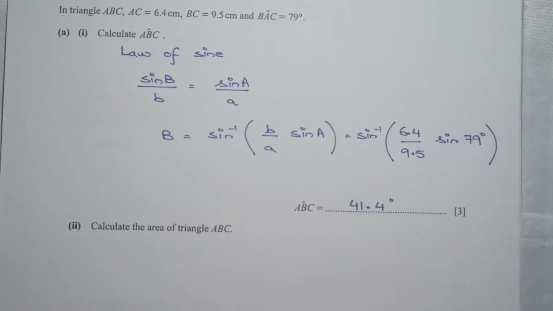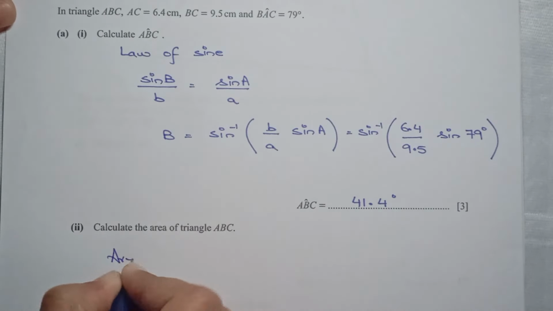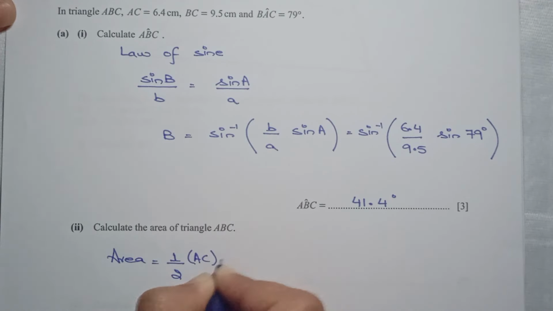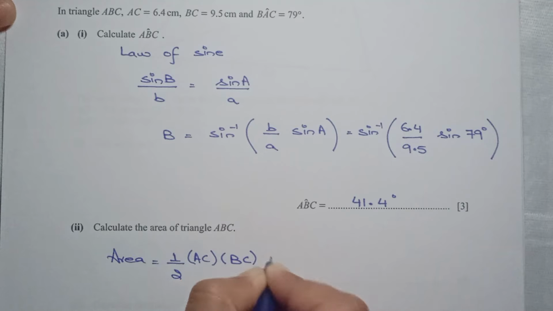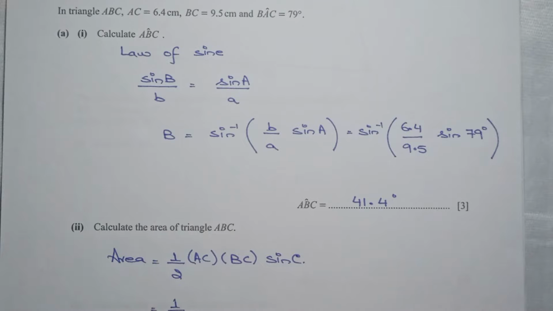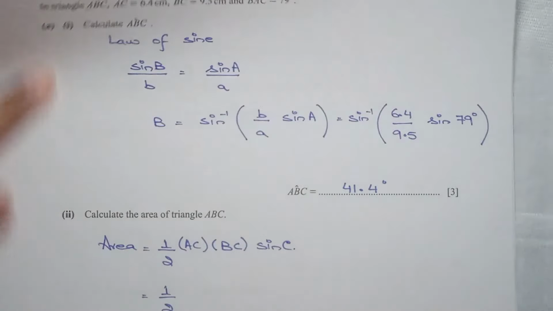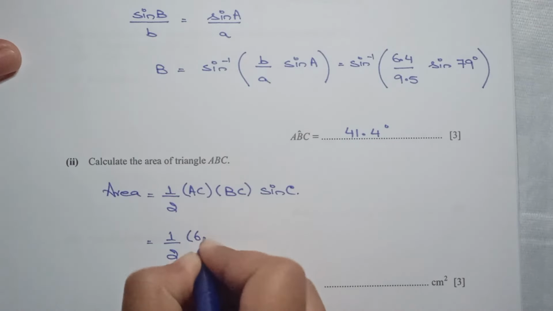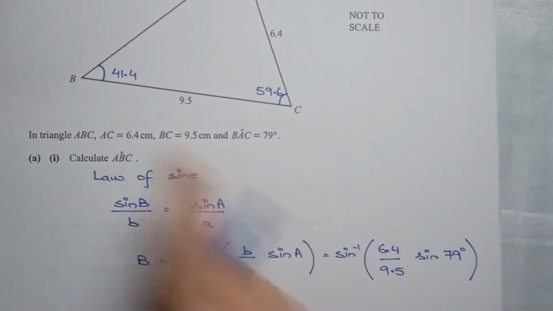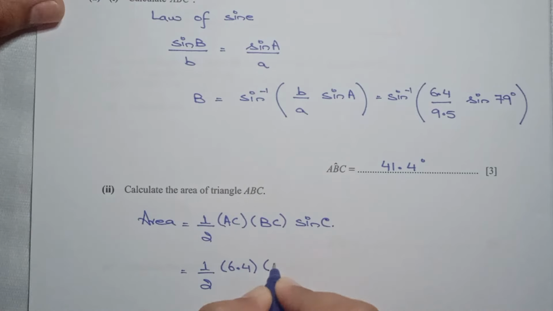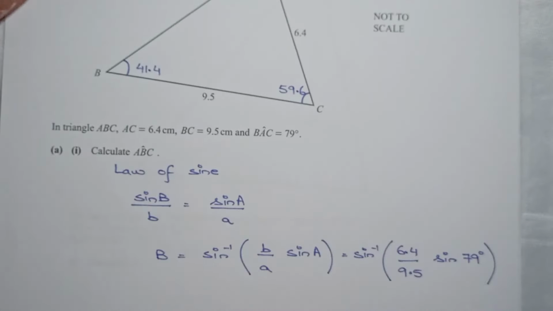We can easily find the area of triangle ABC by using the formula that area equals half times side AC times side BC times sine of C. So it would be half times AC. A to C is 6.4, so let me write down 6.4, and BC, as you can see, B to C is 9.5, and sine of angle C that we just got, that is 59.6.